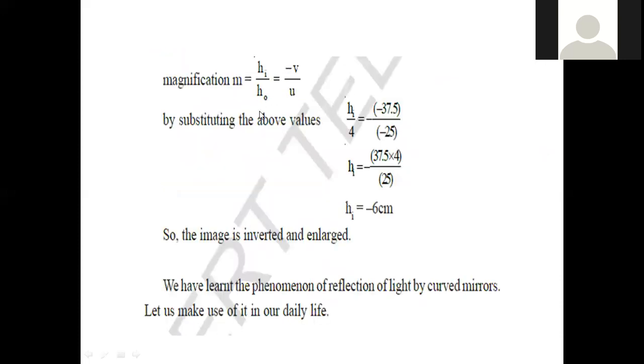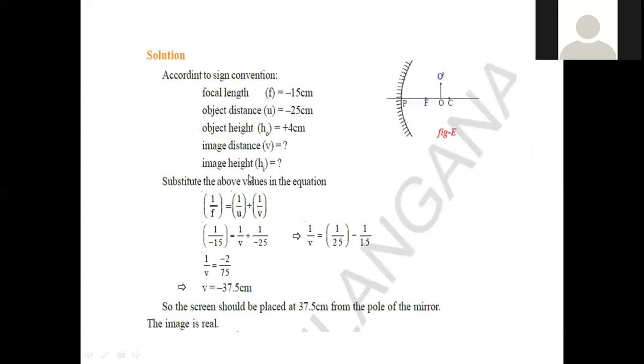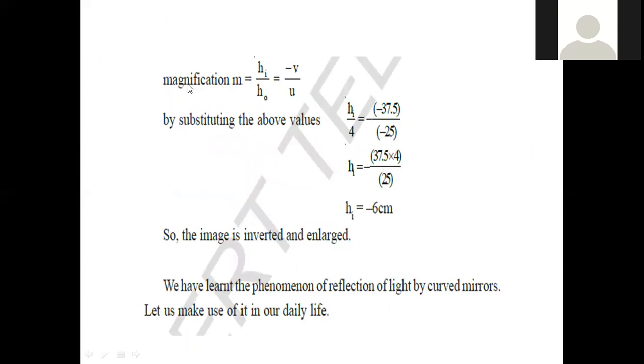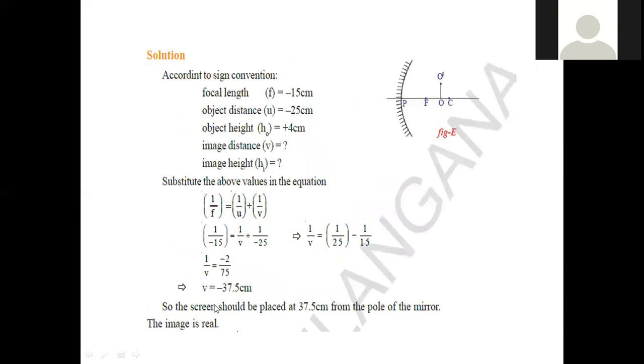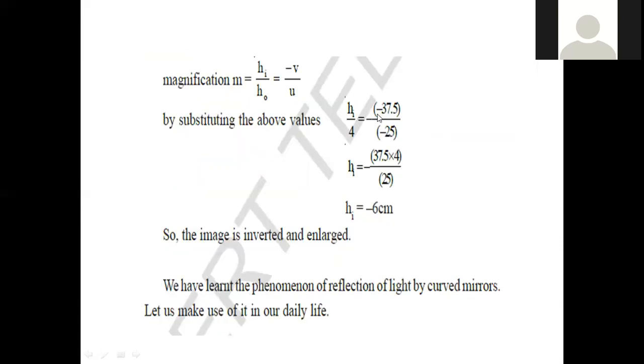So the image is real. Now let us move on to another parameter to be predicted, that is hi, the height of the image. For that purpose, magnification m is equal to, we have the formula, we got the derivation: hi by ho is equal to minus v by u. Hi means height of the image, by height of the object, is equal to minus v by u. The height of the image is required to be calculated. All the remaining three parameters are known to us, so only the hi term is required. Hi by ho, the object height will be 4, then minus v. Just now we got the v value as minus 37.5. Minus 37.5 with the minus sign, so it will become positive.